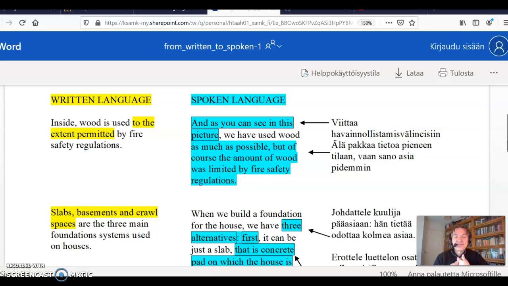For example, on the left-hand side, you can see: inside, wood is used to the extent permitted by fire safety regulations. To the extent permitted is a very difficult written style structure. Hardly anybody would say it aloud. Rather, you can say something like, as you can see in this picture, we have used wood as much as possible, but of course the amount of wood was limited by fire safety regulations. So you don't pack it so densely.